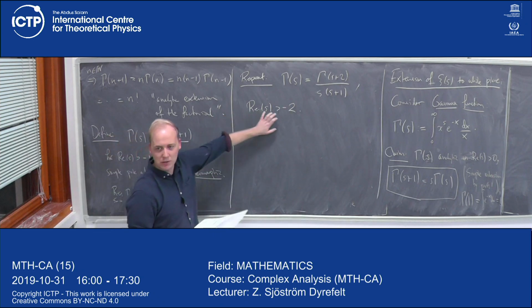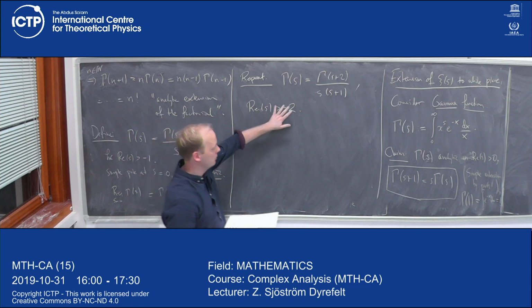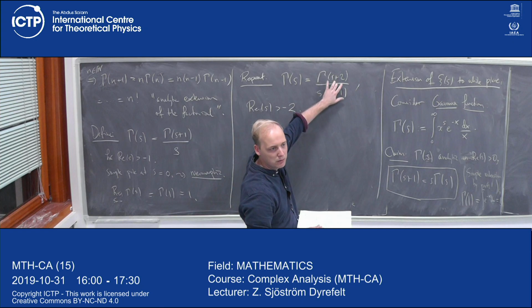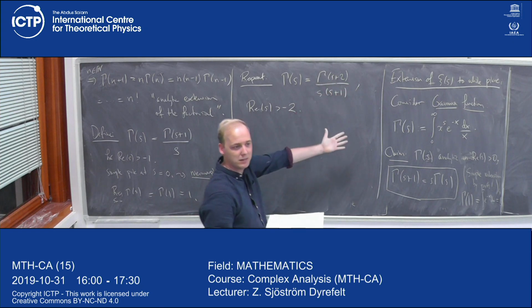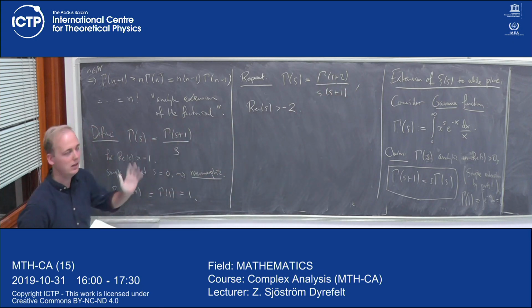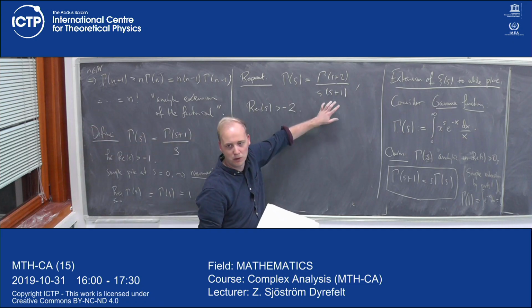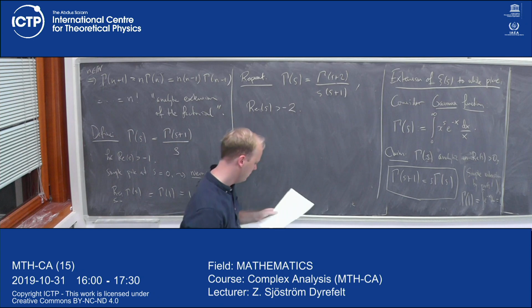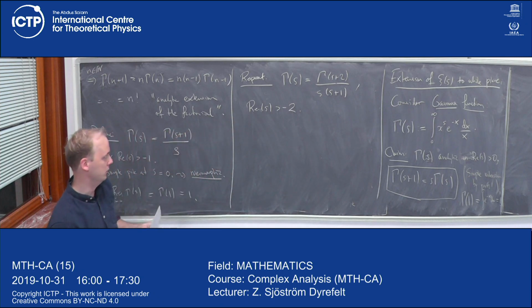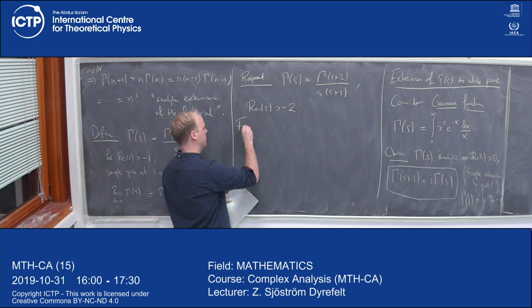Did you all understand why I'm saying greater than minus 1, greater than minus 2? It was because gamma of s was defined on a positive half plane, so now if I have gamma of s plus 2, I can define it up to minus 2. And it's analytic, and it has 2 poles. So now it has also a pole at s equals minus 1. Okay, and you can compute the residue.